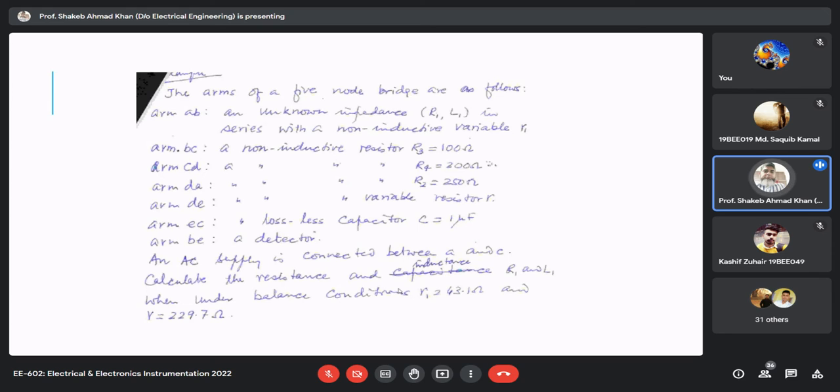Now you solve this problem. This is the problem based upon the Anderson bridge, and again I will tell you that this is one of the formats. In this case, you are required to draw the bridge. In all the cases, you are required. Here you can identify that nodes are more than four: A, B, C, D, E. So you can identify that this is Anderson bridge. Again, you are required to draw the circuit diagram and derive the balance equation and then calculate the values. This is the standard procedure.